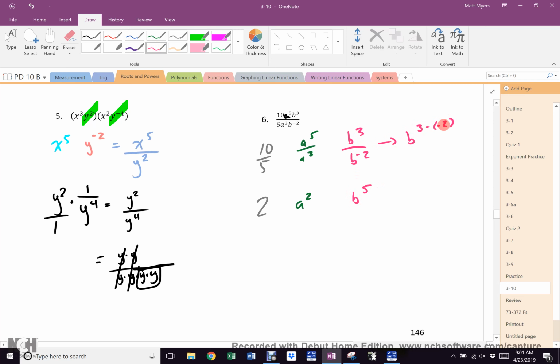Right? Or you can think about it this way. That negative 2 can't exist, right? That negative reciprocates the base, yes? So that b, which is in the denominator, must come up to the numerator to be positive. 3 and 2 is 5. So our final answer, 2a squared b to the 5th. Yeah? Yeah? Wonderful.